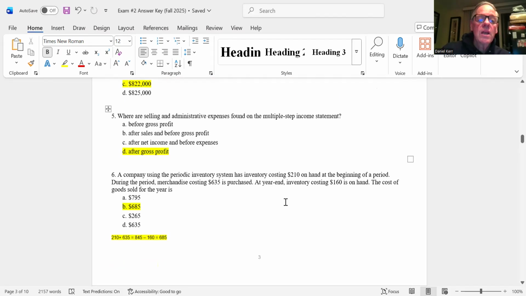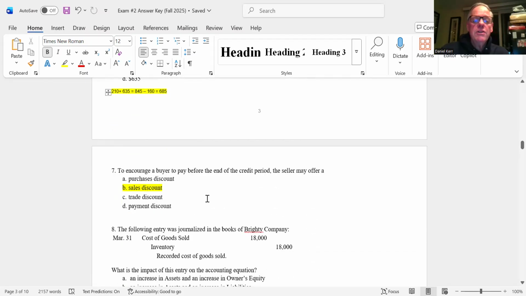Number 6, a company uses the periodic system for inventory. They tell you what the inventory on hand was at the beginning of the period, they tell you how much was purchased, and they tell you what the ending inventory was. How do you figure out the cost of goods sold? Well, look at the numbers down at the bottom. Cost of goods sold under the periodic system would be beginning inventory plus purchases. That gives us goods available of $845. Subtract out the ending inventory of $160, and that gives you cost of goods sold of $685.